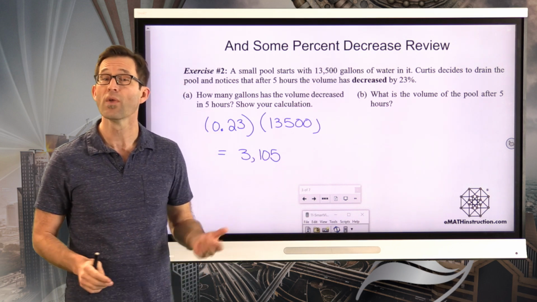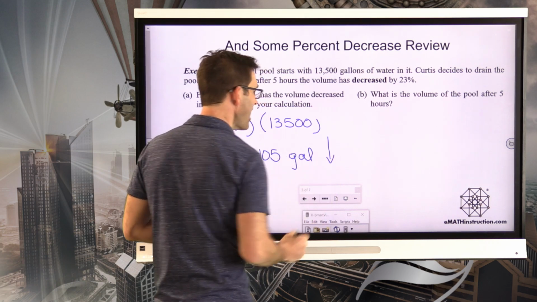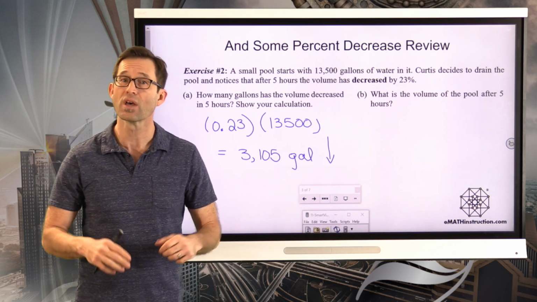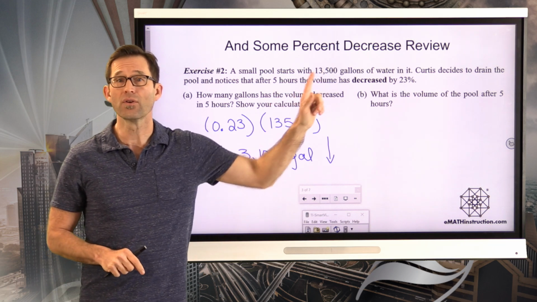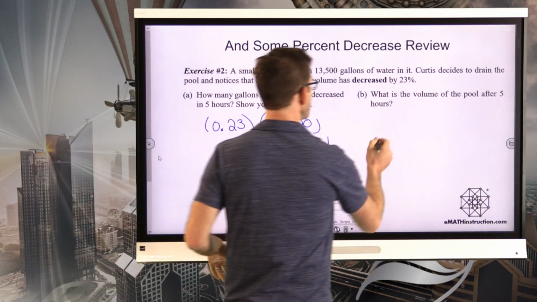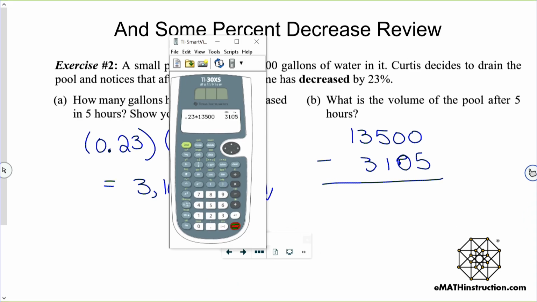Now, letter B, very similar to our letter B in the last problem, what's the volume of the pool after 5 hours? Well, that 3,105 gallons is what it went down, right? That's not the volume in the pool after 5 hours. That's how much left the pool after 5 hours. To actually figure out how much is still in there is easy enough. I'm going to take my original amount, and instead of adding this to it, I'm going to subtract it, right? And that makes sense because we're decreasing. So we have 13,500 minus 3,105. Let me just check that. Yes, it is. So again, easy enough to do by hand, but also quicker to do on the calculator.